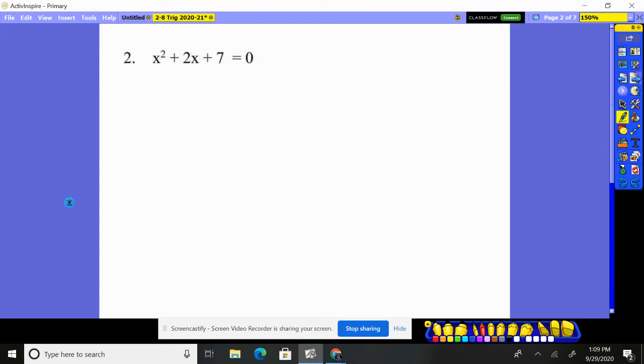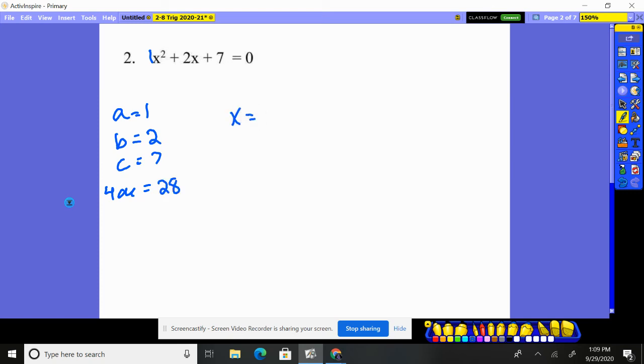Here's problem 2. Same thing. Let's get our A, B, and C values, and also our 4AC value. A, remember the number right there is 1. B is 2. C is 7. 4 times 1 times 7, 28.